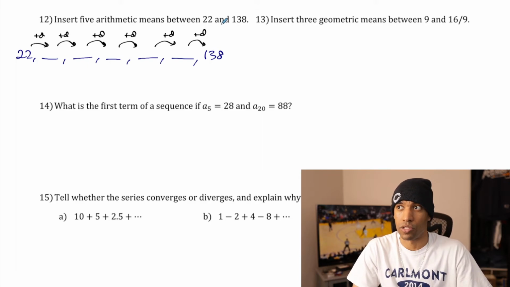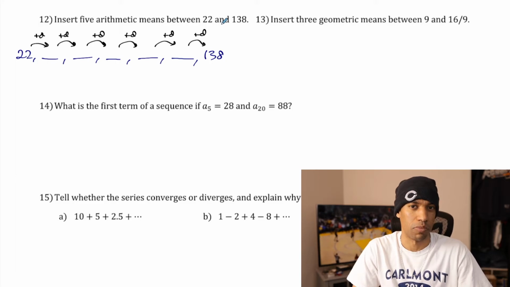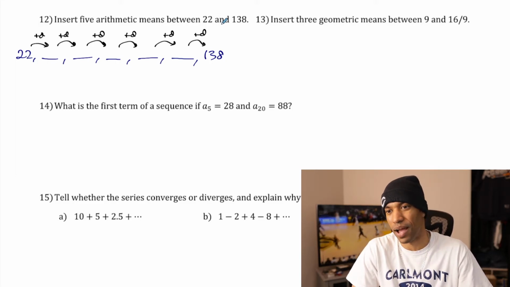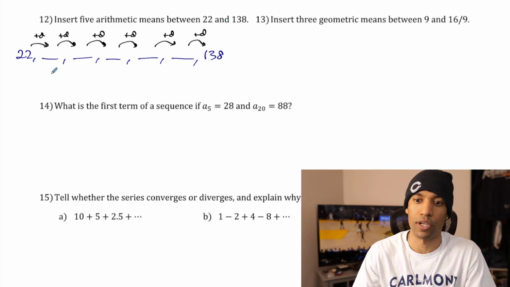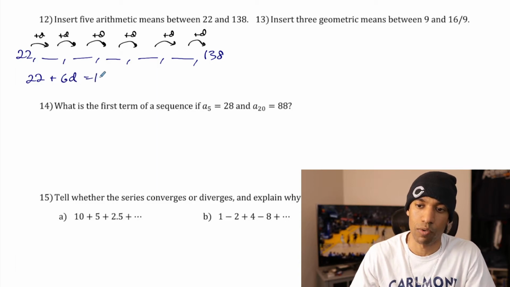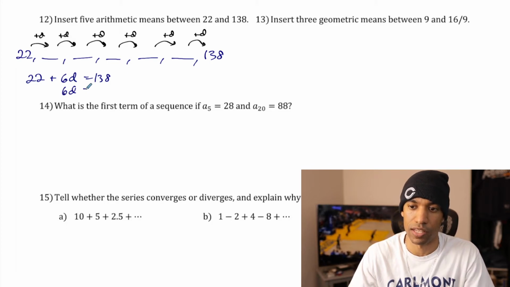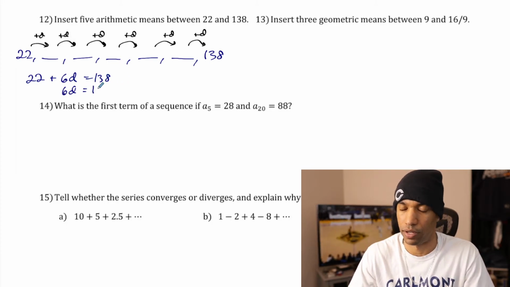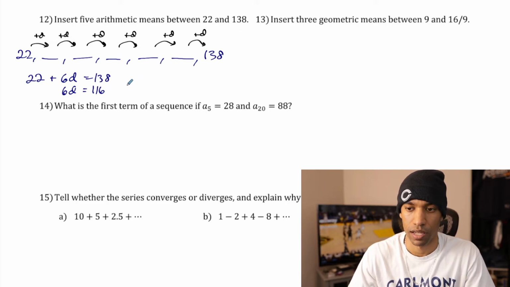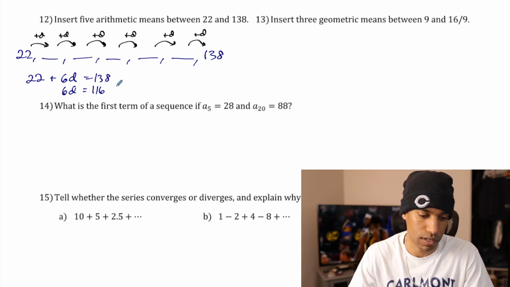Part of it is you're trying to find the common difference. If it's 5 arithmetic means, you just got to know how many terms are in between one term and the other term. I think it's fine either way. Anyway, our equation here says 22 plus 6d equals 138. Subtract 22 from both sides. You get 6d equals 116, I hope. Does that work? Yeah, right? And then divide by 6.